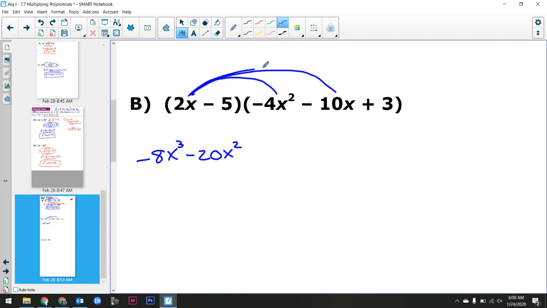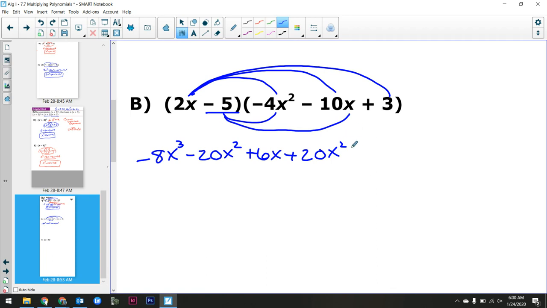And then 2x times 3 is 6x. Negative 5 times negative 4x is a positive 20x squared. Negative 5 times negative 10x is a positive 50x. And negative 5 times 3 is a negative 15. Okay? So again, just two different distributive properties going on.